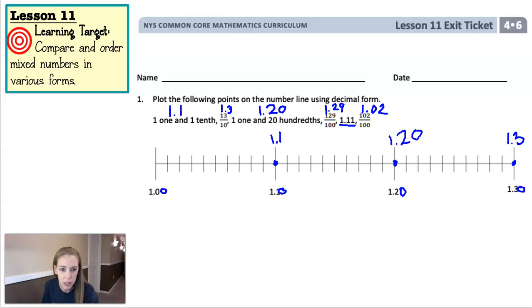Okay, 1 and 29 hundredths. Now this is where this comes in handy because it's really easy to see that if we have $1.29, or $1.20 and then $1.30 over here, this should go right here, and I'm gonna label it down here so we don't get confused. Okay, and then $1.11 and $1.02.